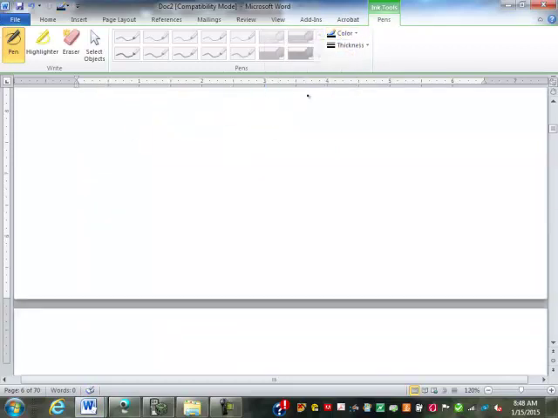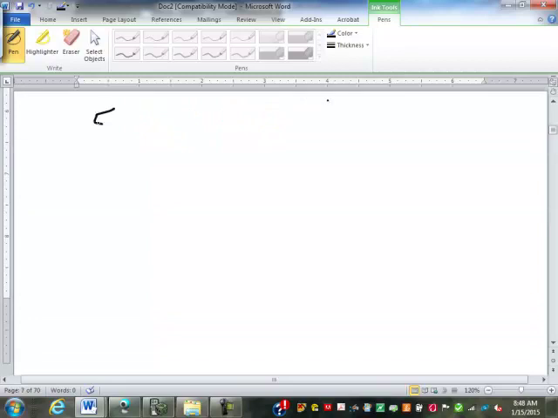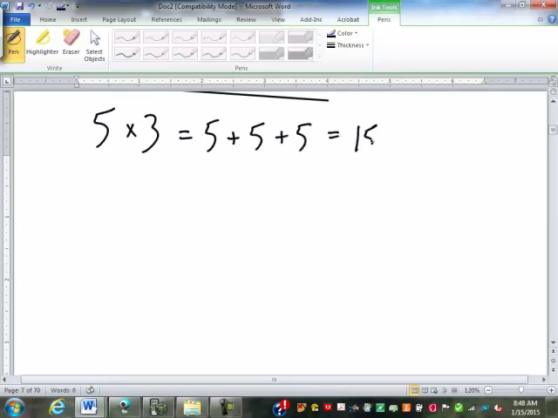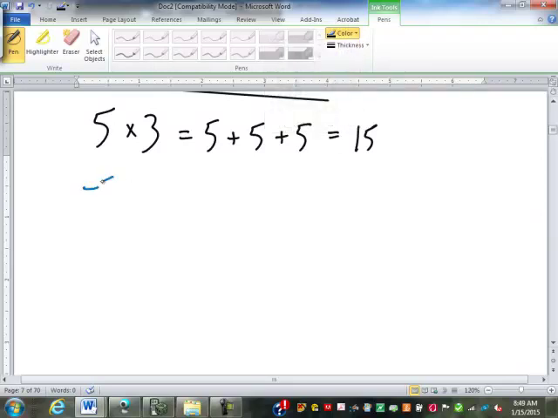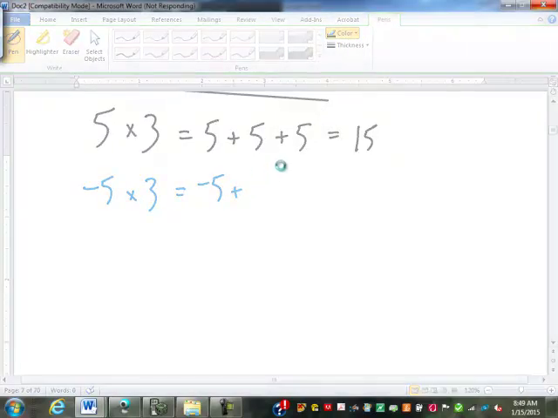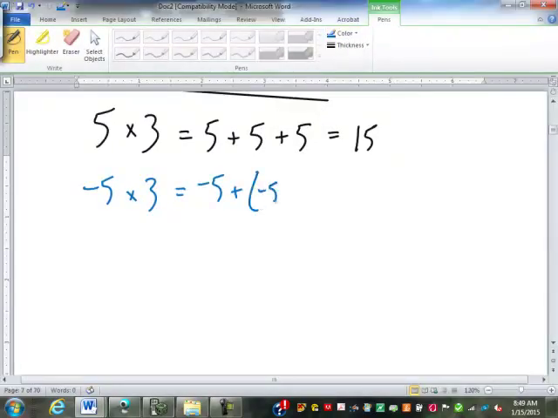Multiplication. When we first learned to multiply, we went over this a little bit in last class. 5 times 3, of course, we were taught is repeated addition. That's saying 3 5s added together to get 15. Because of that, it's not much of a stretch then to look at negative 5 times 3, which is just 3 negative 5s added together, which would be negative 15.